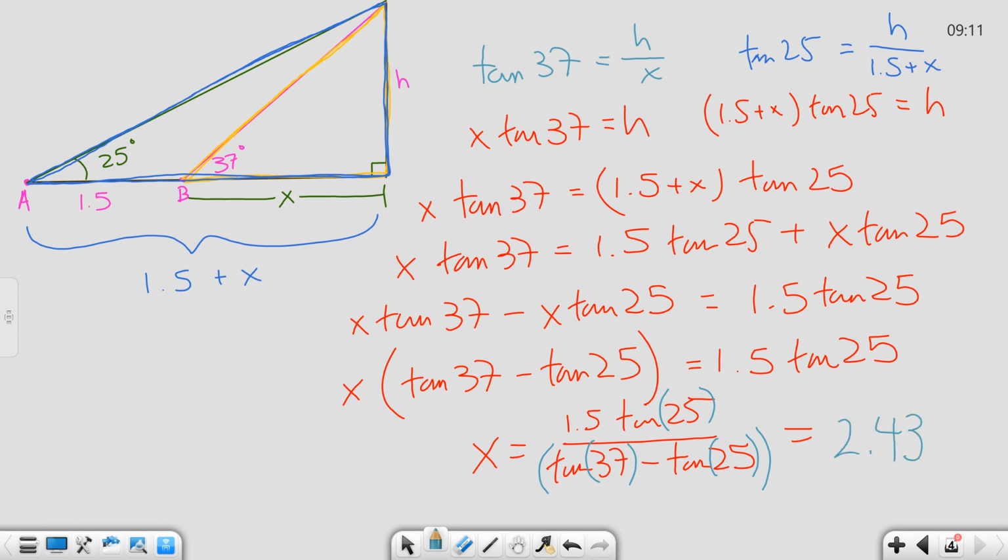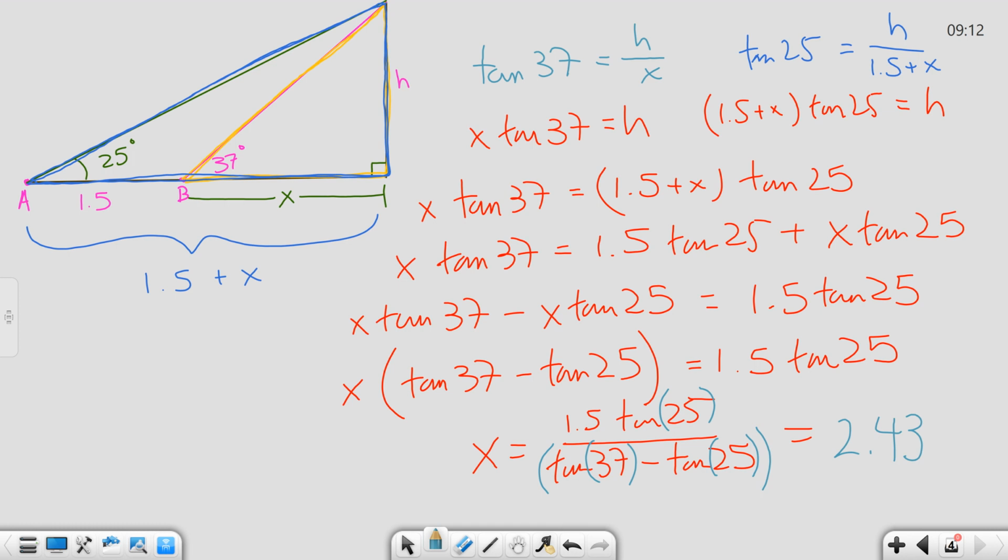Okay, so one of the reasons why we didn't type in the tangent 25 and the tangent 37 too early is because as we continue to do calculations, it's going to make our error bigger and bigger. Therefore, I don't want any error. The other thing you should do is once you get that answer, store it somewhere. Where? Well, I store it into x because it's x.